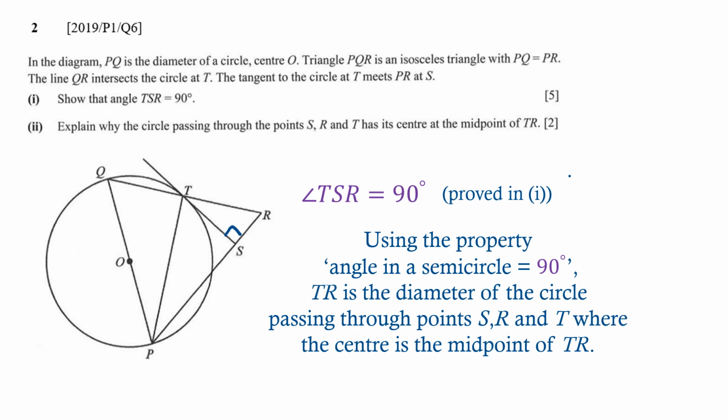So in part I, we managed to prove that TSR is equal to 90. Okay, so the reason is it's not given to you, but you proved it. So you should say proved in part I. Okay, you should not use given. But using proof in part I is more relevant because you actually made the effort to do it in part I. So angle TSR is equal to 90, proved in part I. So we're going to use the property angle in the semicircle equals 90.